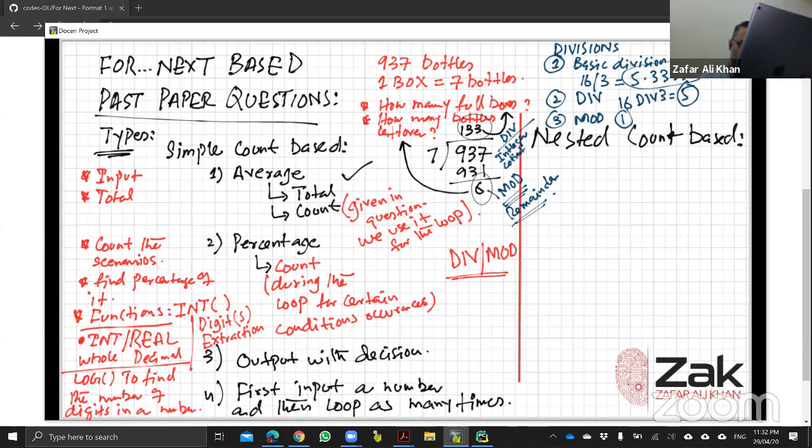Now we will go a bit faster because we have to cover a number of questions here. So let's first discuss how this whole number thing works with the integer function, digit extraction and integer function.